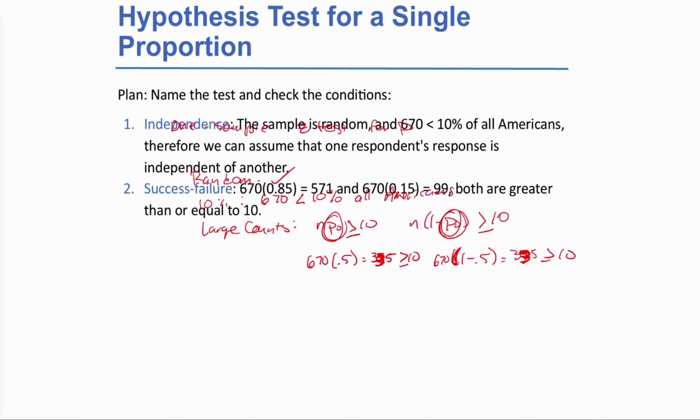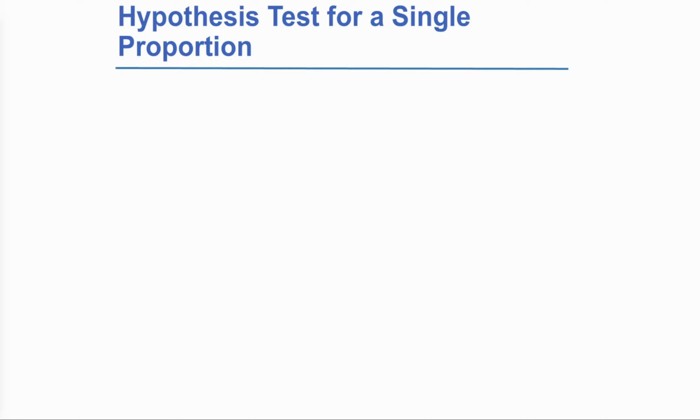Independence and the large counts, random, 10%, large counts. We need to do the general formula, which is the test statistic equals the statistic minus the null value over the standard error.